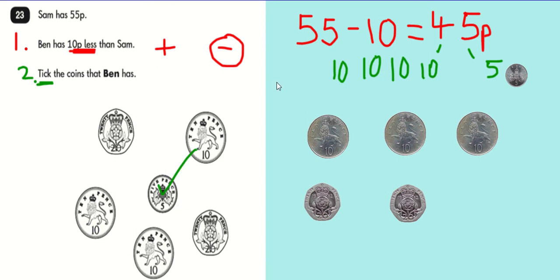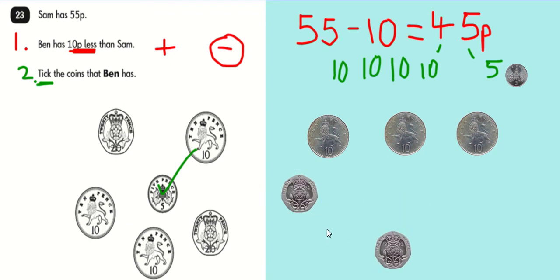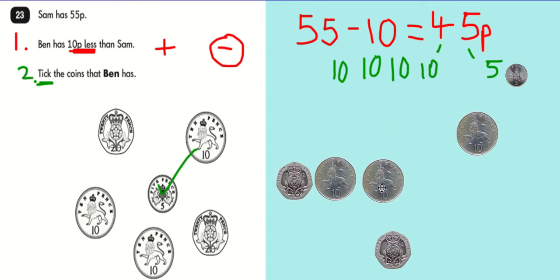But how's he going to make up these 4 tens? 1, 2, 3 10p coins. That's not going to be enough, is it? So I know he can't just have 10p coins. What else could he have? What about if he had a 20? How many 10p coins would he need to make 40? 20, 30, 40. So he could have a 20p coin and 2 10p coins.